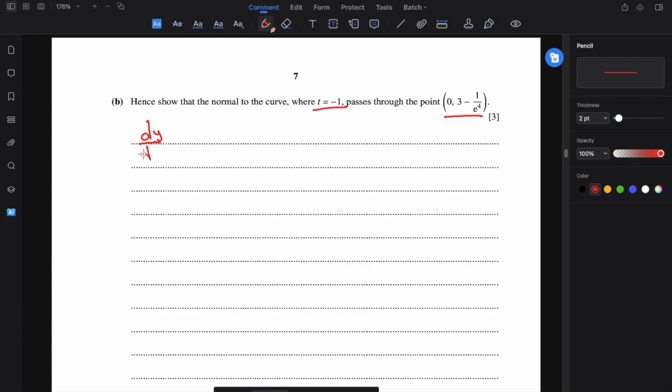So let's just write that down. dy by dx is equal to e to the power minus 2t. So at a point when t is equal to minus 1, the gradient, which is dy by dx, becomes e to the power 2, because minus 2 into minus 1 is 2. So this is the gradient of the curve at that point. But what we have to show is that the normal to the curve at that point passes through another point.